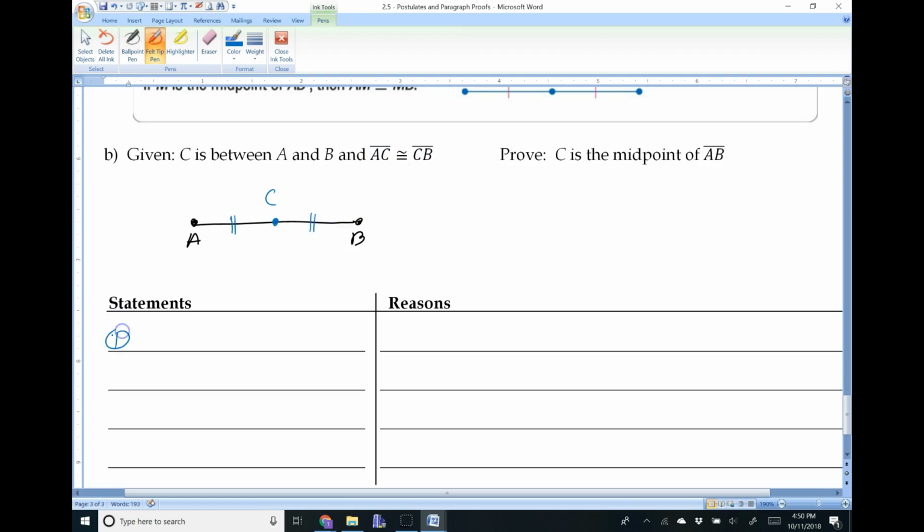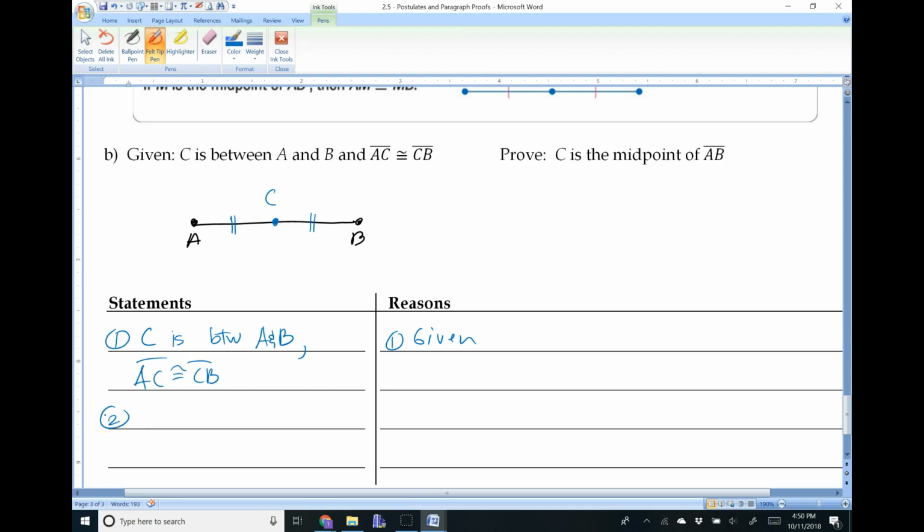So the first step here is to write the given right away. Given. Okay? So we write all this stuff here. C is between A and B, sorry. Okay? And then we have another one here. AC is congruent to CB. Draw those lines over that. So that's the given. Okay?